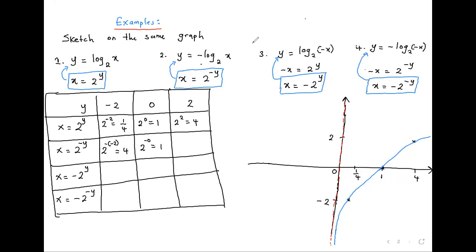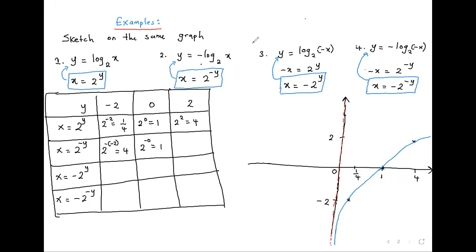Sir, hello. You said x would be the asymptote. The y-axis is the asymptote, the one in red. Why again? Because x, for any value of y, can never be 0. And x is only 0 on the y-axis. Oh, okay.